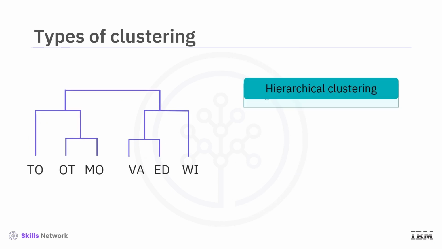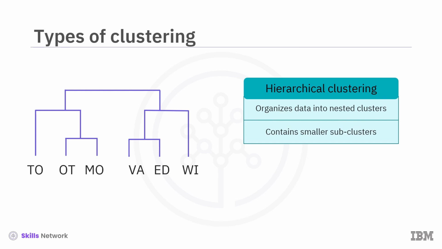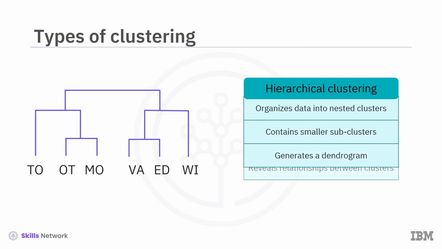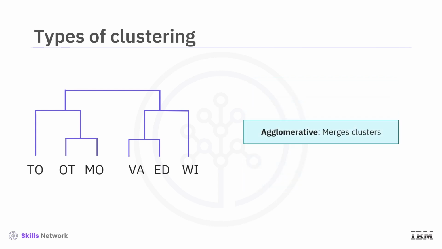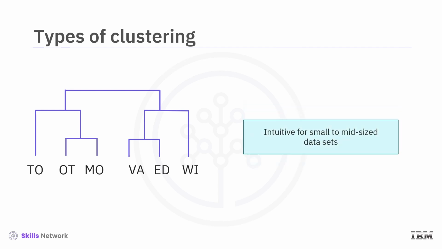Hierarchical clustering algorithms organize data into a tree of nested clusters, each containing smaller subclusters. This process generates a dendrogram, revealing relationships between clusters. The 2 main algorithms are agglomerative, which merges clusters, and divisive, which splits them. These algorithms are intuitive and effective for small to mid-sized data sets.